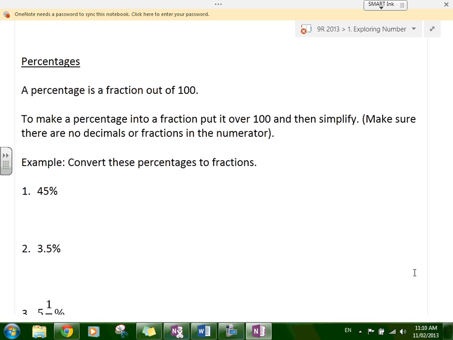Alright, so this is revision. We're talking about things we've spoken about before: percentages, converting between percentages, fractions and decimals, and comparing those three. At this stage, we're just going to go over it again, and you need to be very familiar with how to change between all these types of things.